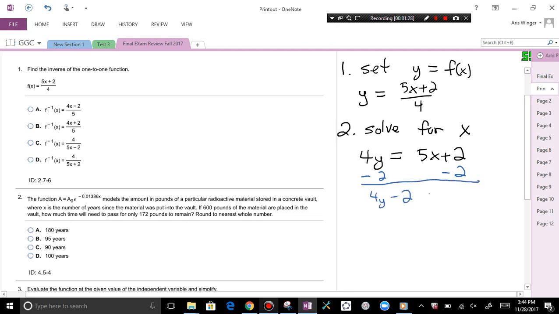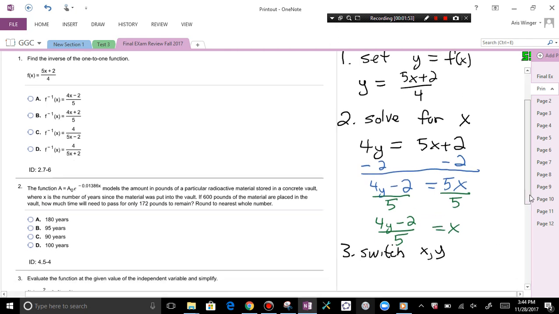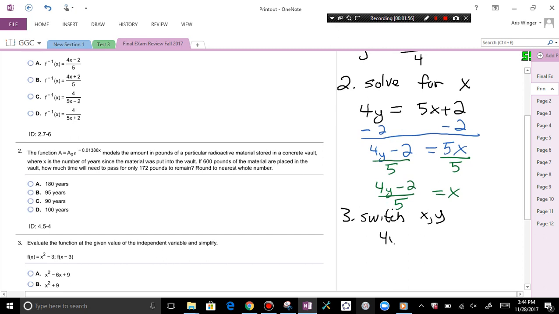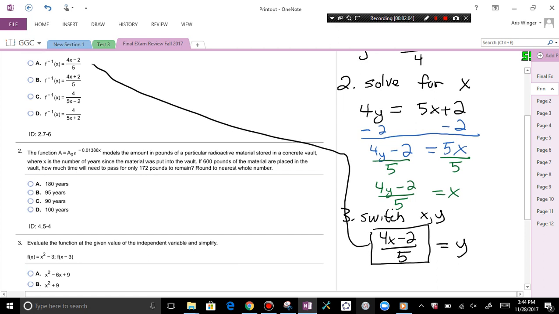4y minus 2 is equal to 5x. We're trying to get x by itself. We're currently multiplying by 5. To get rid of this 5, we would have to divide both sides by 5. 4y minus 2 over 5 is equal to x. And then the final step is that because we're asking for the inverse relation, we need to switch the x and y values. Switching them gives you 4x minus 2 over 5 is equal to y, and this is the inverse.